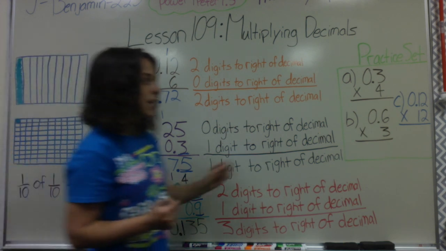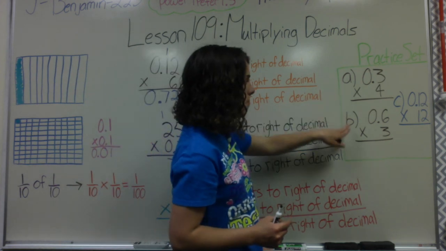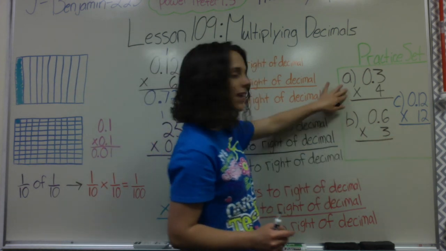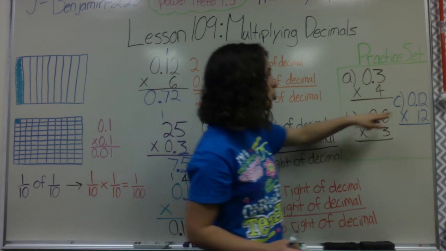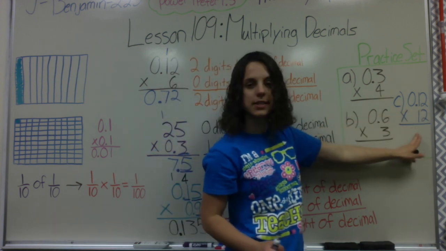So for the practice set problems I want you to do, A, B, and C, I have 3 tenths times 4, 6 tenths times 3, 12 hundredths times 12.